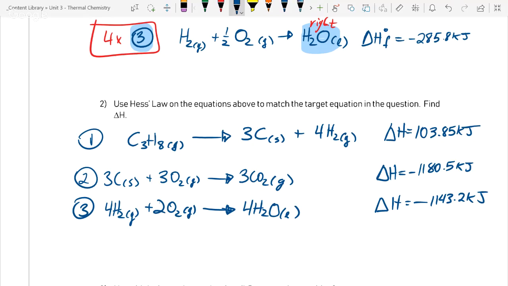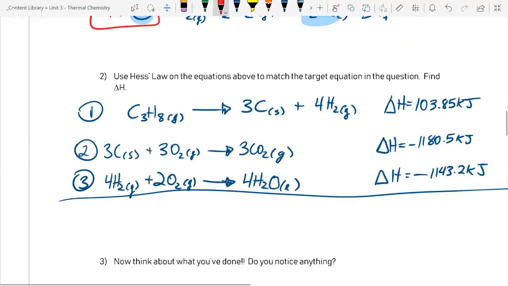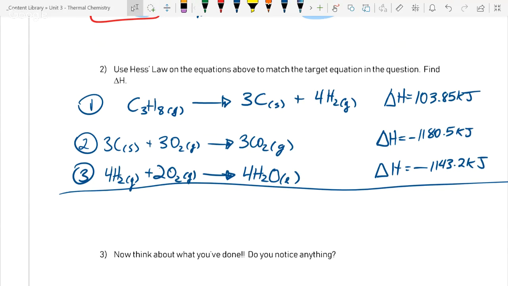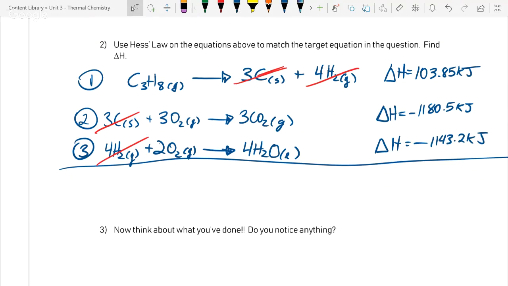Cool. And now, if we've done this right, if it all works, we should be happy campers. So let's see what happens. What cancels? Okay, so 3C cancels with 3C. Gone. What else cancels? Okay, anything else? All right, so what's the sum total of my reaction?